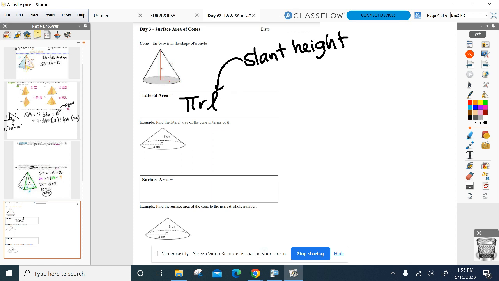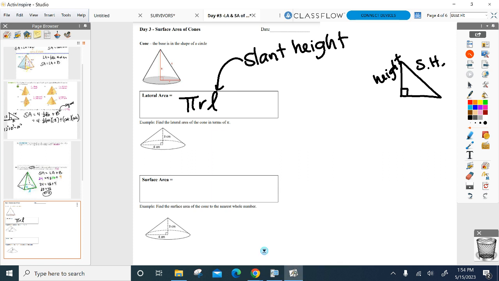And you guys remember from Friday, remember the right triangle that was formed in the pyramid? You had your height, the Mission Impossible height. You had the slant height. And then remember half the base? Well, now it's called the radius because it's a circle. So I could still make a right triangle, but now it's made up of Mission Impossible height, slant height, and radius. So can we find the lateral area of this next cone in terms of pi?